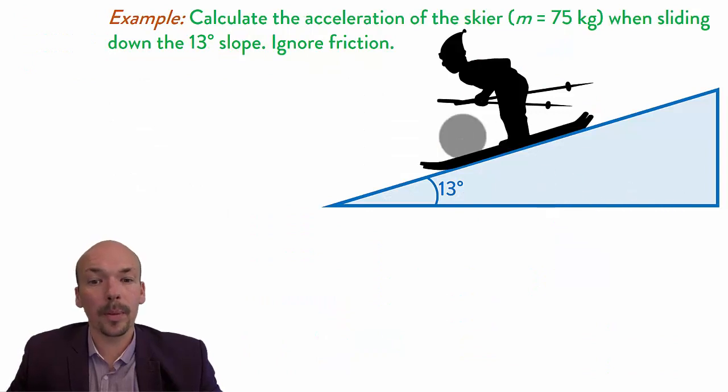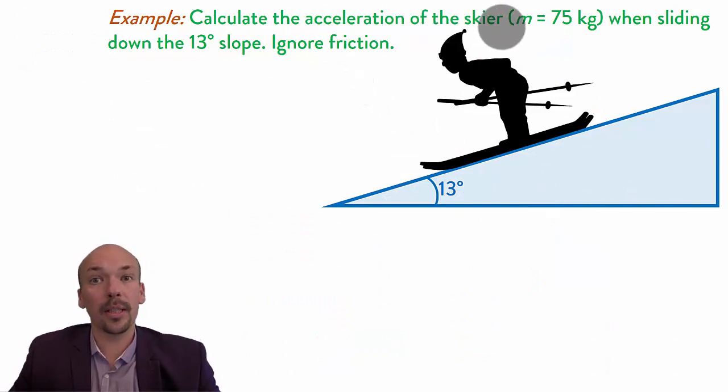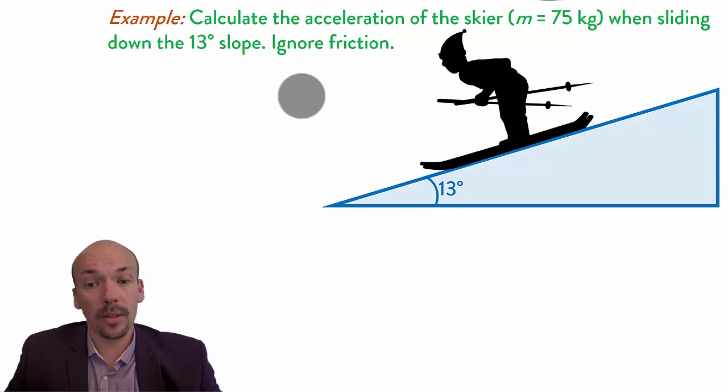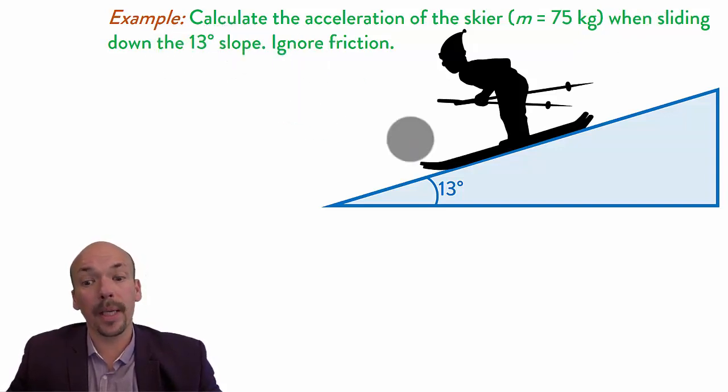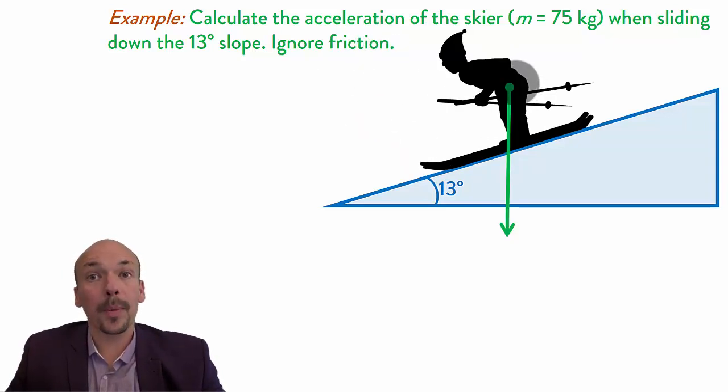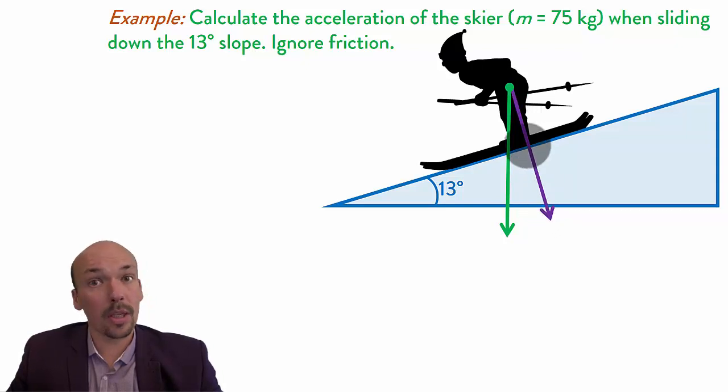The last example: calculate the acceleration of a skier with a mass of 75 kilograms when sliding down the 13-degree slope. Ignore friction. So he's sliding down a slope and he will have an acceleration because of that. Well, first we have the gravitational force downwards, and we have a part of it which is perpendicular to the slope, which is being stopped by the slope, and a part here being used to accelerate. So we need to calculate this part.